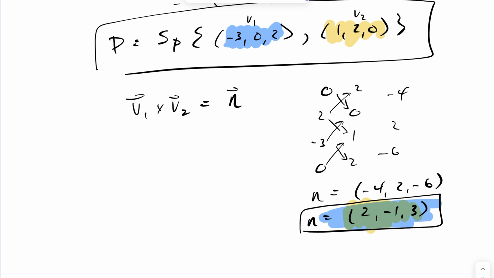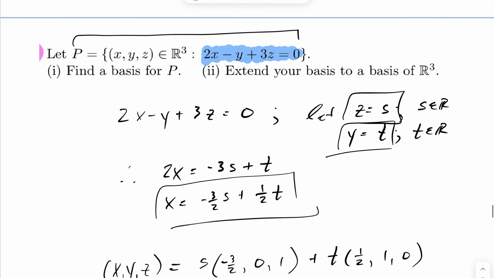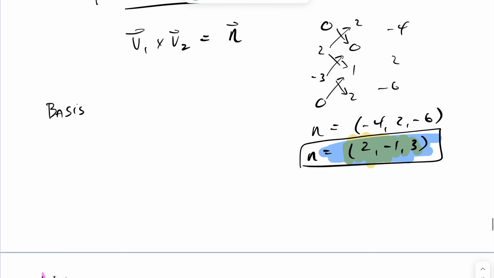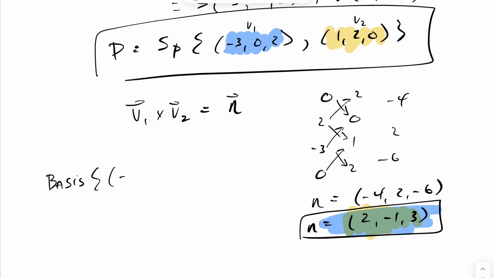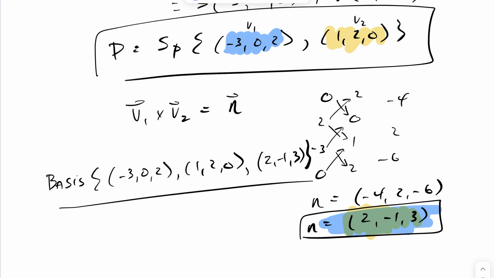So putting this together, a basis, because if you recall, they wanted us to extend this to be a basis for all of R3 here. So my vectors are going to be the vector negative 3, 0, 2, the vector 1, 2, 0. Again, these are linearly independent and span the set P, a basis for the set P. Extending this, I just grabbed a third vector perpendicular to these two vectors. So in this case, 2, minus 1, and 3. And once I've done that, I now have a basis for R3, and the dimension of this is 3 here.